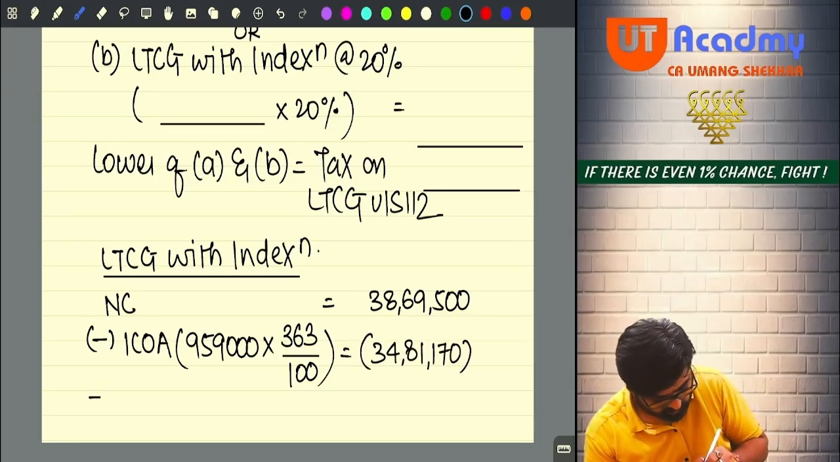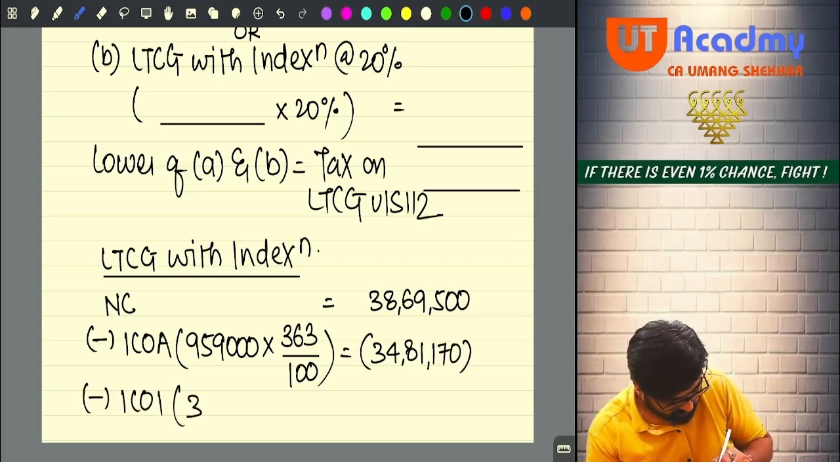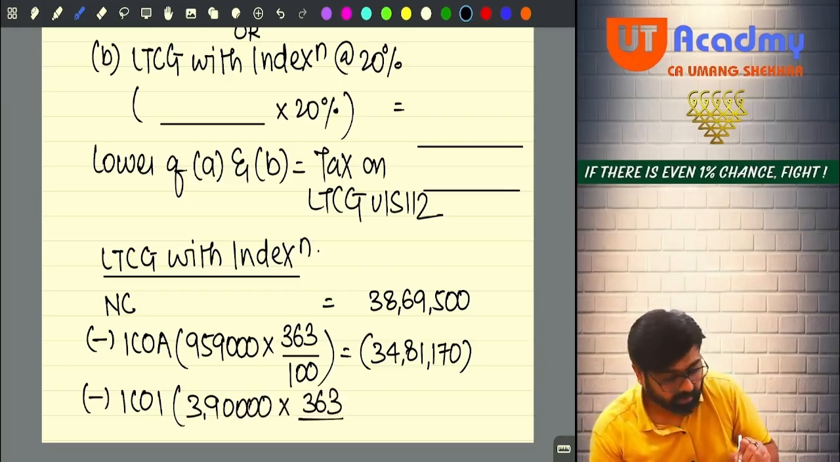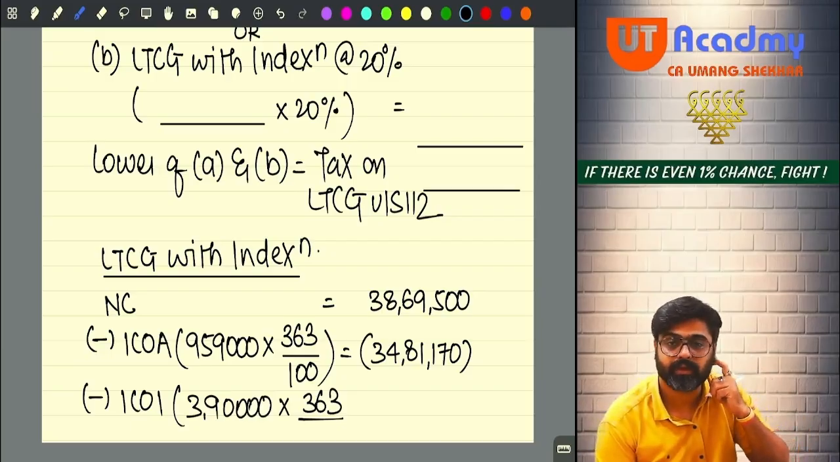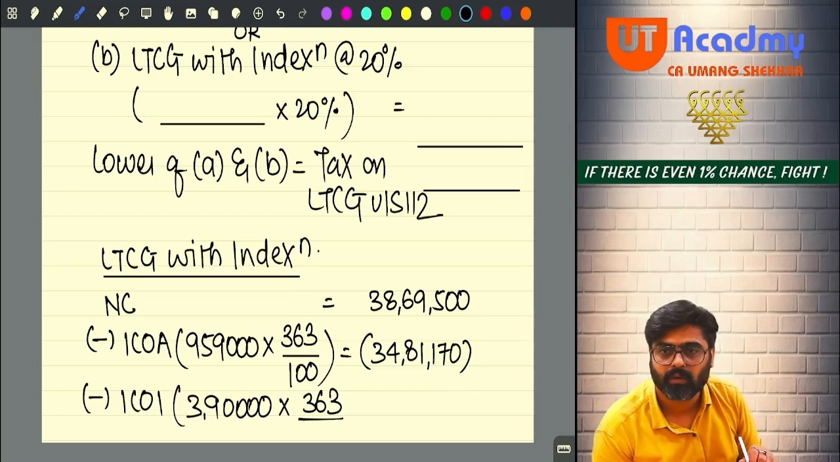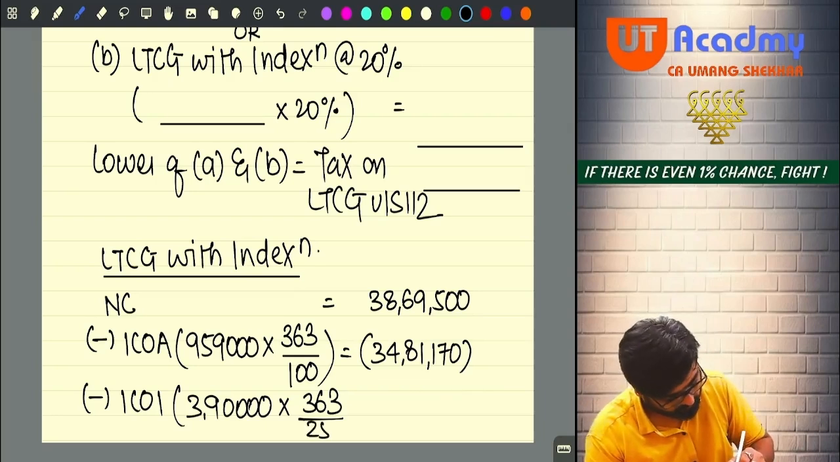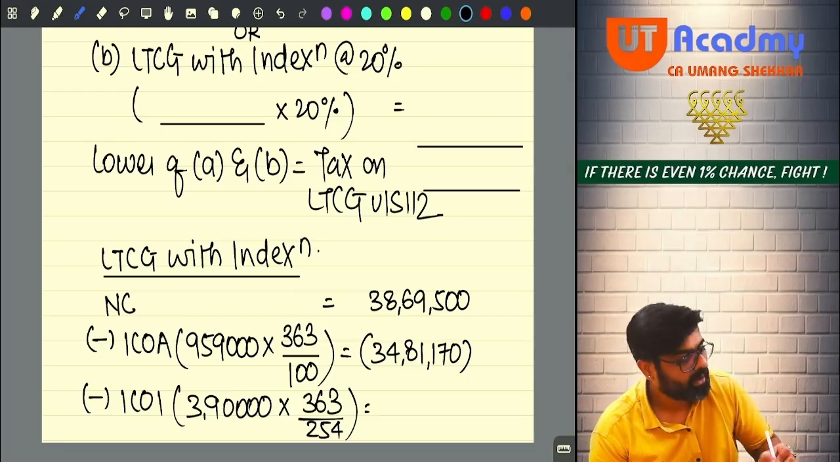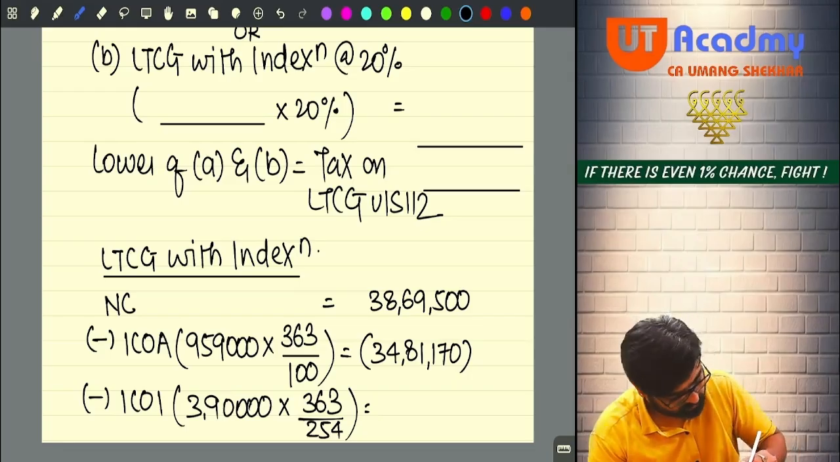34,81,170, and I will reduce index cost of improvement also. 3,90,000 into transfer year CII divided by the improvement year CII. The improvement year was 2015-16, no? What is the CII? 254. Calculate 3,90,000 into 363 divided by 254. I'll get 5,57,362.